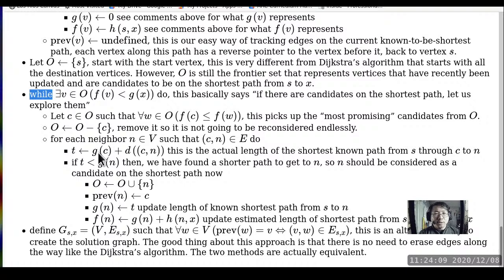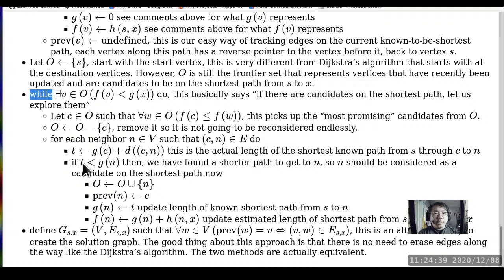It really is just G of C plus D of Cn. In other words, I already know the shortest path from the starting point to vertex C. That's G of C. So if I just add this edge Cn, then it becomes the length of a path, not necessarily shorter, from the starting point to vertex n. And I store it as t.